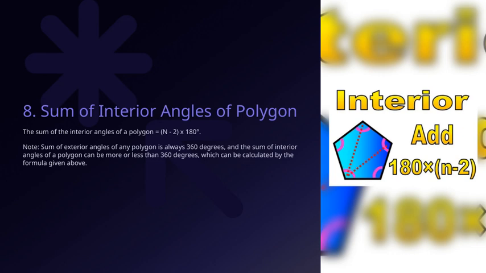However, keep in mind that the sum of the interior angles can vary. It can be more or less than 360 degrees, depending on the shape. The formula we just discussed gives us a way to find that sum precisely, which is really useful when analyzing different polygons. So, understanding this relationship helps us connect the shape's structure to its angle measures, tying into the broader theme of understanding geometric properties.